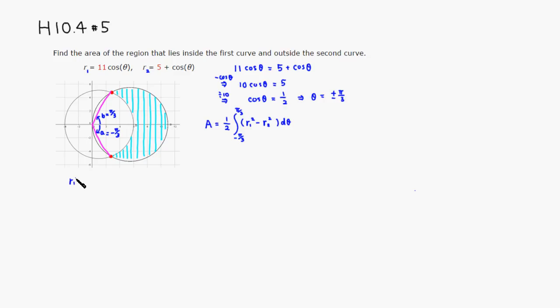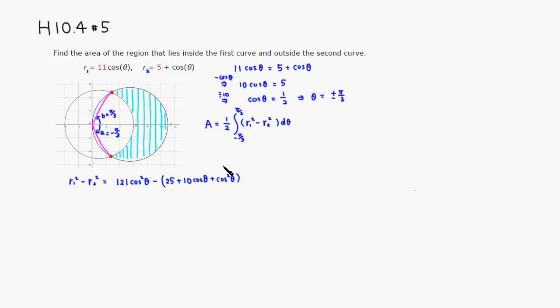So R1 squared minus R2 squared is equal to, if you square that, you have 11 squared, so it's going to be 121 cosine squared of theta, minus R2 squared, so it's going to be 5 squared, so it's 25, plus 2 times 5 is 10 cosine of theta, and plus cosine squared of theta.